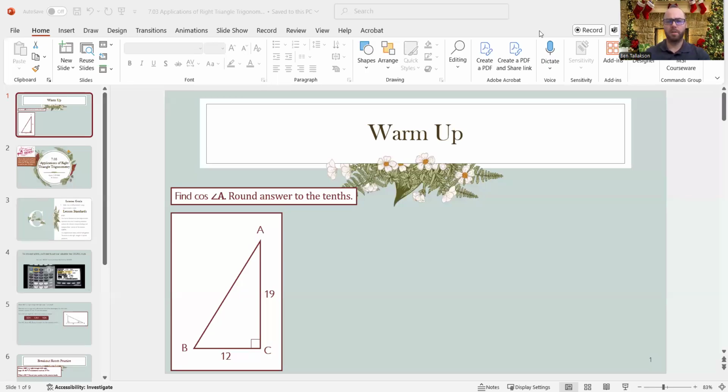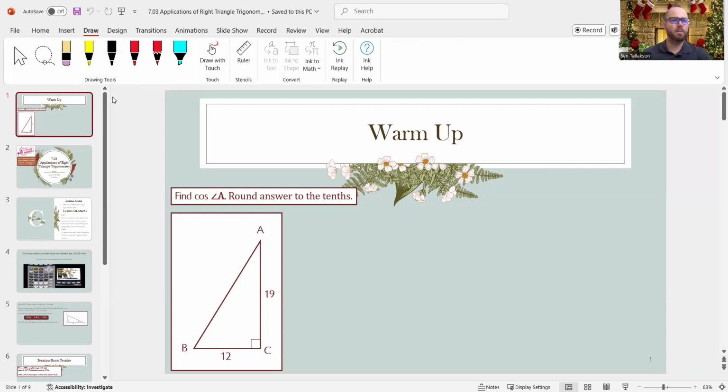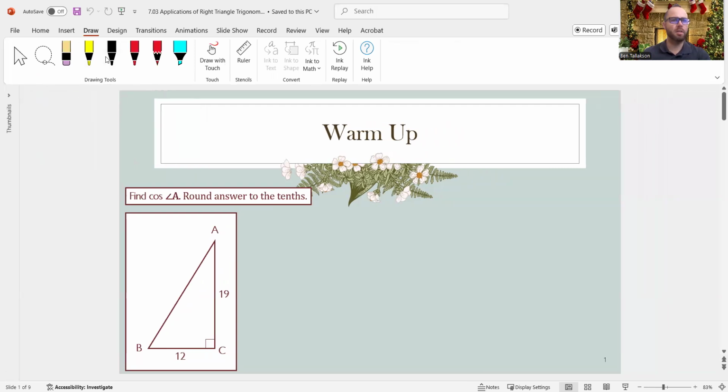We're going to start our time today with a little warm up, seeing if you remember what we learned in our last lesson. Now that you've had time to practice, let's see how you did. Find the cosine of angle A. Remember that symbol right there is angle. I'm going to label that angle with a little curved line here.